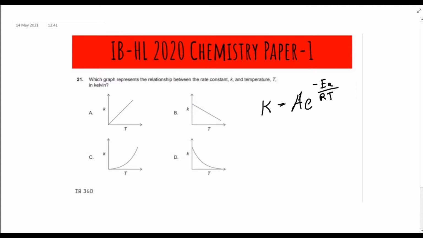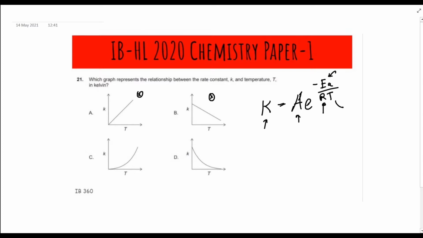So here K is our rate constant, A is just a normal constant, it can be any number, EA is our activation energy, R is our universal gas constant, and T is our temperature. So we need to find out a relationship between this K and T. First of all, you can see this is an exponential function. So obviously the graphs which show a linear relationship would be wrong.